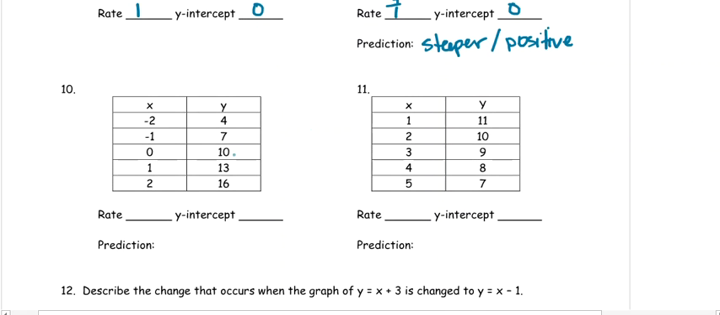Over here, I always like to do the y-intercept, x equals 0, so this is 10. The rate is plus 3, plus 1. So you can just keep doing the mental math. So the rate is 3 over 1, or 3. So the prediction is up 10 spaces, steeper.